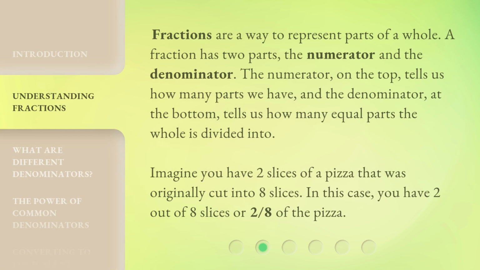Fractions are a way to represent parts of a whole. A fraction has two parts, the numerator and the denominator. The numerator, on the top, tells us how many parts we have, and the denominator, at the bottom, tells us how many equal parts the whole is divided into. Imagine you have 2 slices of a pizza that was originally cut into 8 slices. In this case, you have 2 out of 8 slices or 2/8 of the pizza.